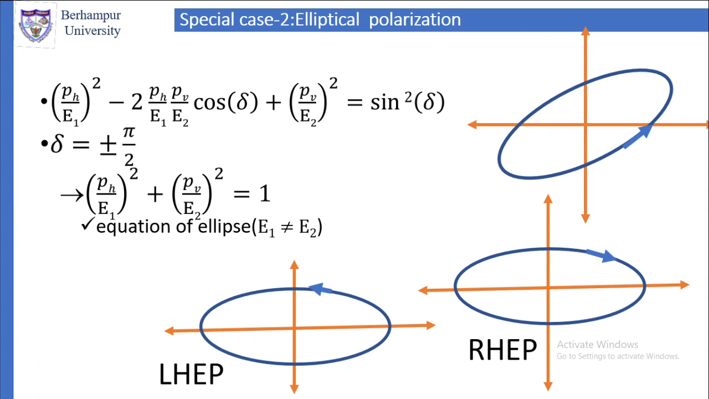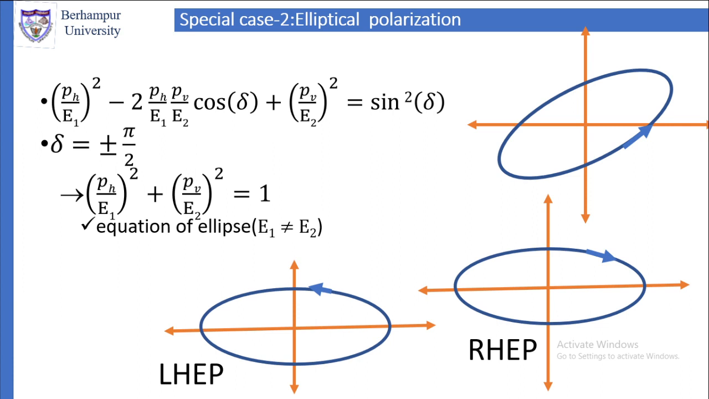Then there are two cases here. Look at the ellipse. The ellipse can be oriented in a left direction or in the right direction, depending on delta. If delta is equal to plus pi by 2, it will rotate in the right direction. If delta is equal to minus pi by 2, it will rotate in the left direction. So depending on which direction it is rotating, this is called left hand elliptical polarization or right hand elliptical polarization. If it is rotating in a clockwise direction, it is called right hand elliptical polarization. If it is rotating in an anticlockwise direction, it is called left hand elliptical polarization.